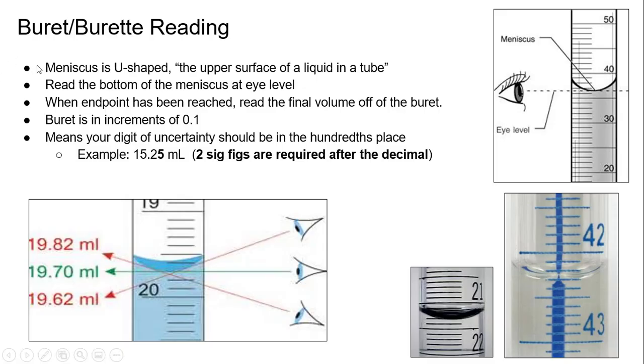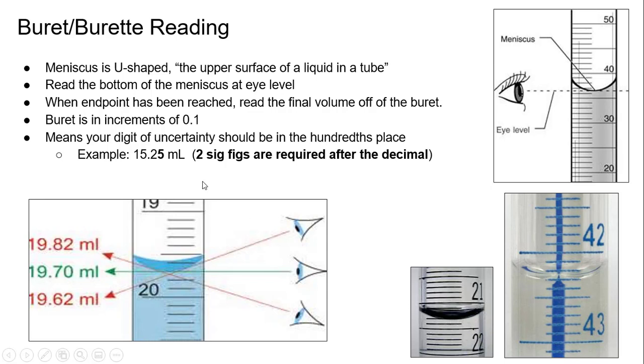How to read a burette. Now there's two spellings here, both are the same. I'm not sure why there's two, but I'm listing them both. You always want to read the bottom of the meniscus. If you look at this picture, depending on how you look at it, you are going to read it differently. You always want to read it at eye level. The bottom of the meniscus is what you will read.